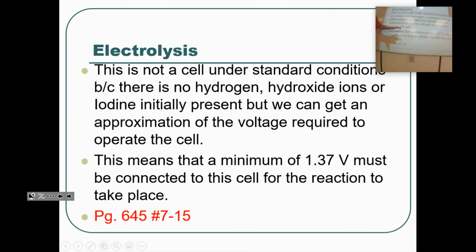So again, talking about that minimum, we must apply a minimum of 1.37 volts if it was in standard conditions, but that's going to give us a good approximation of what we would need to apply. Now, what do you think is going to happen if, instead of 1.37, I put a 9-volt battery across it? What's going to happen to the reaction? Probably going to happen quicker because the electrons have more energy, crossing faster. Okay. Any questions on any of that?